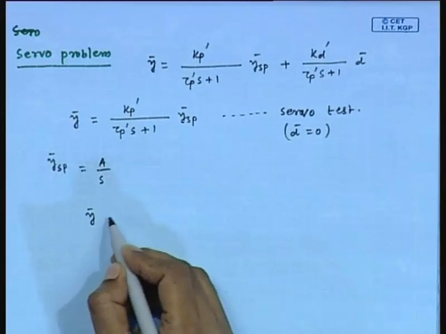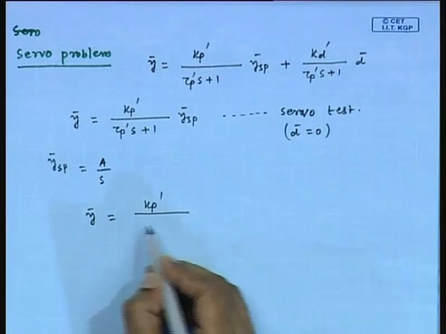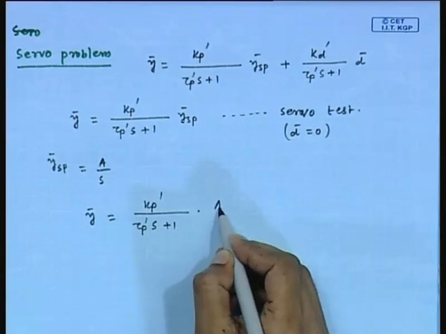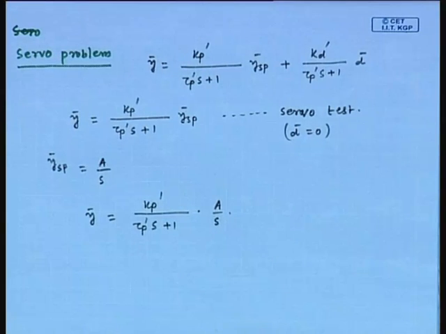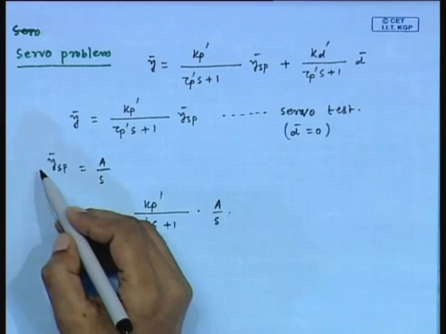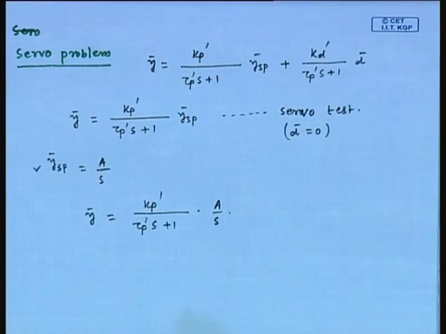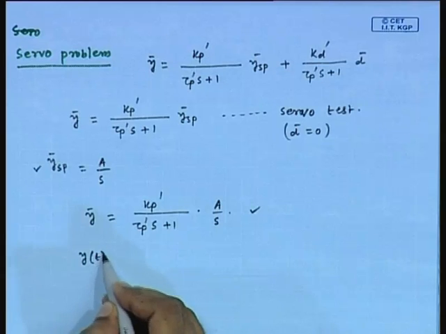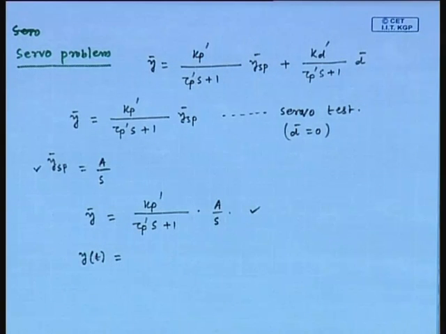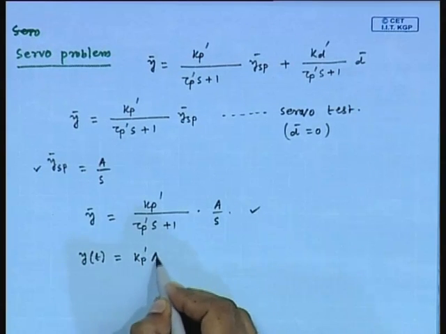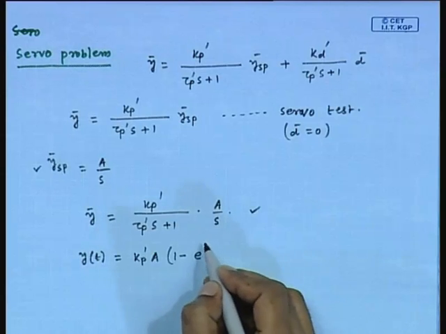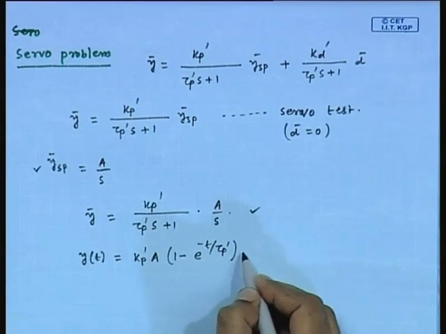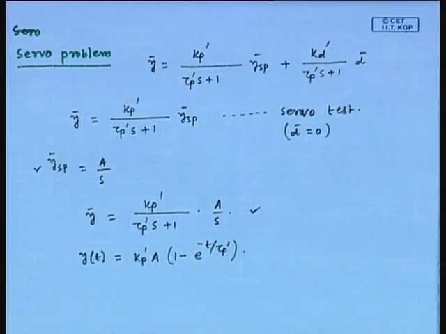So, y bar becomes K_p' divided by (tau_p' s + 1) multiplied by A/s. By considering the step change in set point value, we get this form. Now, if we take the inverse Laplace transform, we get y(t) = K_p' A (1 - exp(-t/tau_p')). Taking the inverse Laplace transform, we get this form of y in the time domain, fine.